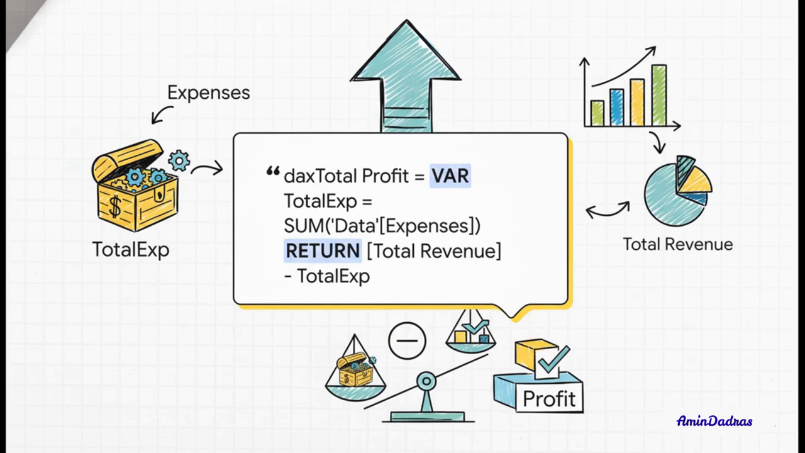First, we use VAR to declare a variable. Think of it like a temporary storage box. We'll call it total expense, and we'll put the sum of all our expenses in it. Then the RETURN part does the final math. It just takes our total revenue measure and subtracts that variable we just created. It makes the whole formula so much more readable.